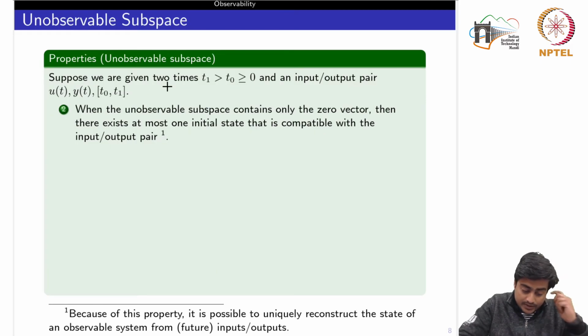The second property, which is the most important one: again consider two times t1 greater than t0 and the input output pair u, y over this interval. When the unobservable subspace contains only the 0 vector, then there exists at most one initial state that is compatible with the input output pair. Because of this property only, it is possible to uniquely reconstruct the state of an observable system from future input and output.